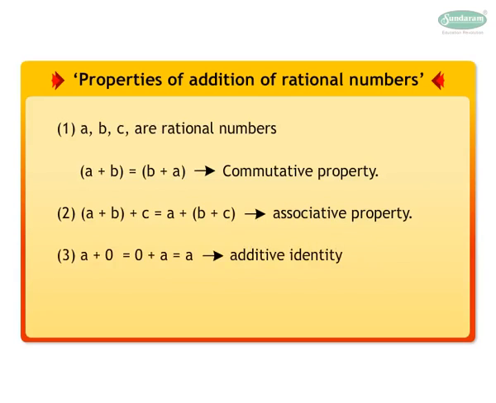3. When 0 is added to A, the result is A. This property is called additive identity. 4. For each rational number A, there is a rational number minus A with the property that A plus minus A is 0. This property is called additive inverse.